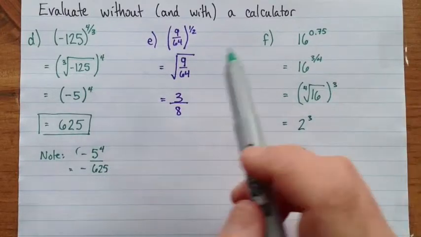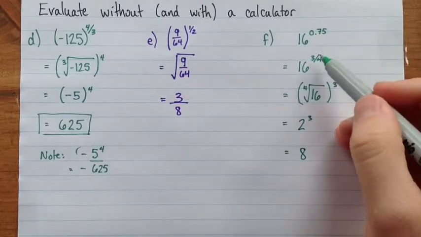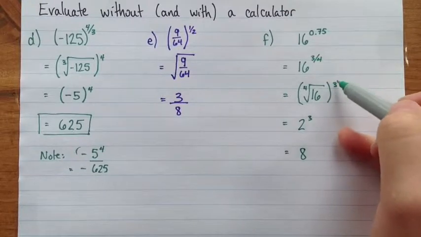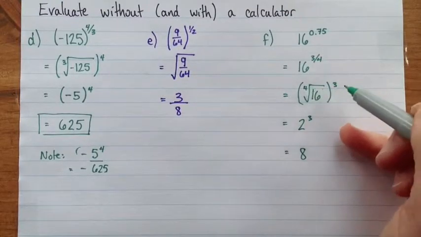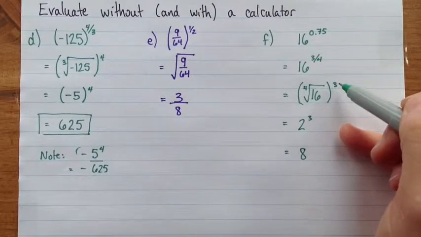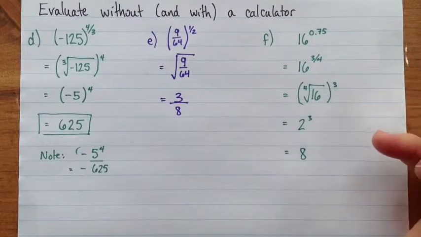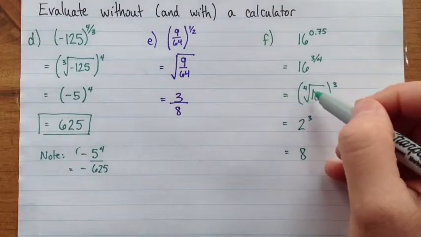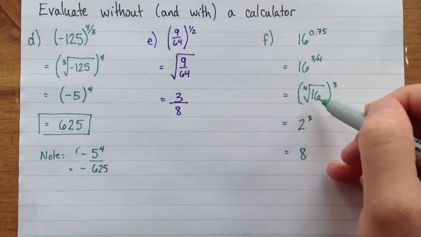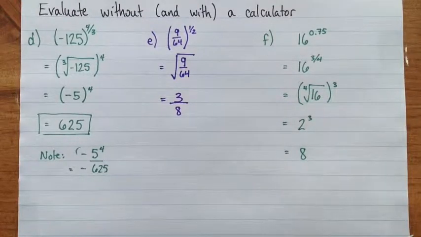Now again, with D and F, we could have done them in the opposite order, where for example with F, we cube 16 first and then take the 4th root. The reason that that's a nuisance though is because it's hard to cube 16 in your head. So if you've got an option, it's easier to take the 4th root first and then cube it afterwards.